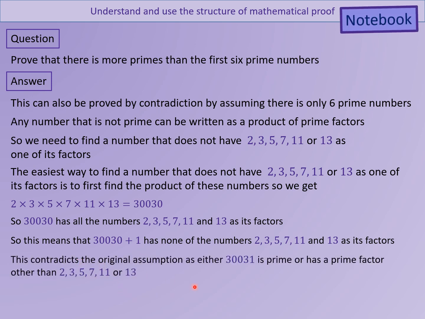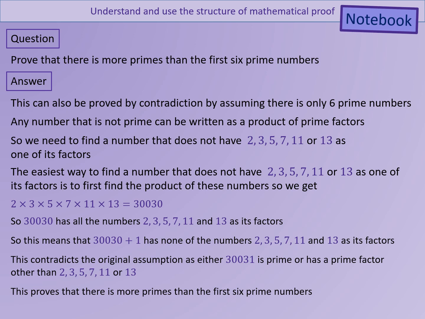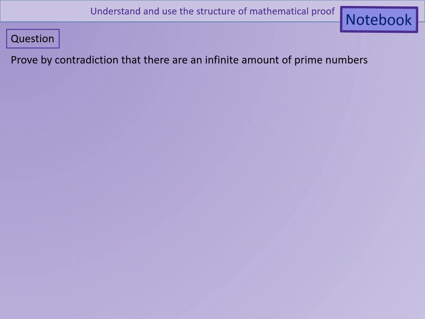So because you know that 30,031 doesn't divide by 2, 3, 5, 7, 11, or 13, it means it can either divide by 1 and itself, or by some multiple of another number that we don't know, another prime number. And that's it then. We've proved by contradiction that there are more than 6 prime numbers, because we've proved that 30,031 is definitely going to be prime or have a prime number as one of its factors. So we just proved that there are more than 6 prime numbers.